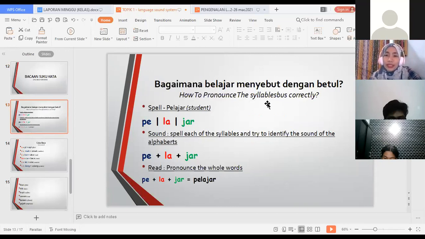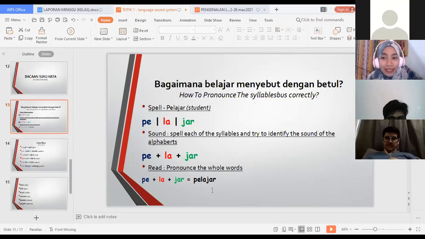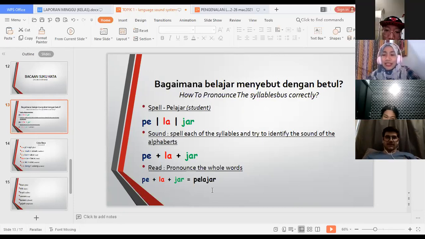All right. So how to pronounce the syllable correctly? First of all, you have to spell like P-E. This is the character. P-E, sound of P, read P. And then L-A, sound of la. J-A-R, sound of jar. At the end, you have to pronounce the full word. Pelajar. What is the meaning of pelajar? Student. Okay, pelajar is student. You are my student. You are my pelajar. All right?